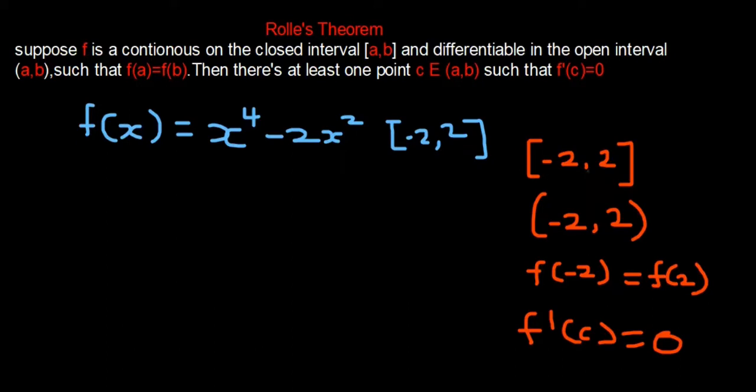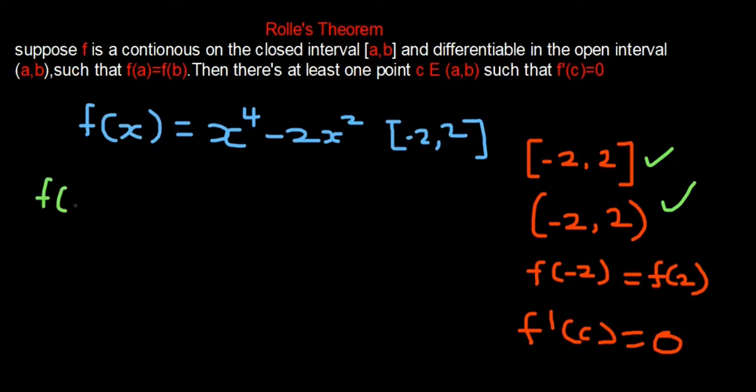So you know that polynomial functions are continuous and differentiable at every point. So these two conditions have been satisfied. So the next thing you have to look for is that f of -2 should be equal to f of 2. So let's check if that is also true for this function.